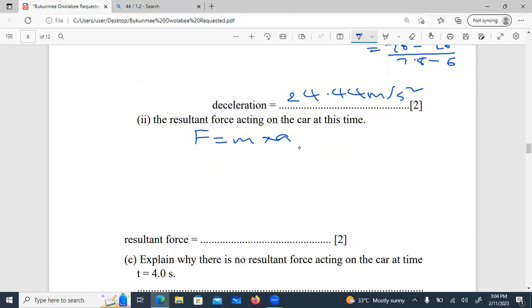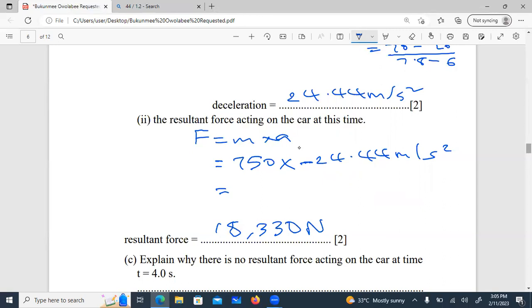So our mass is 750 multiplied by our acceleration. Our acceleration is minus 24.44 meters per second squared. Why? Because acceleration is the negative of deceleration. Deceleration is 24.44, which simply means acceleration is minus 24.44. Since we are calculating the resultant, the direction does not matter. What matters is the magnitude. So that minus sign is not of any significant importance. Just multiply 750 by 24.44. You get 18,330 Newton. That's it.